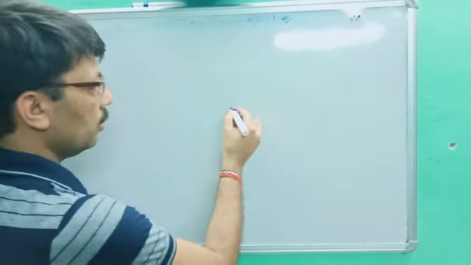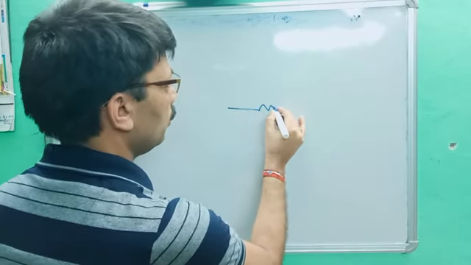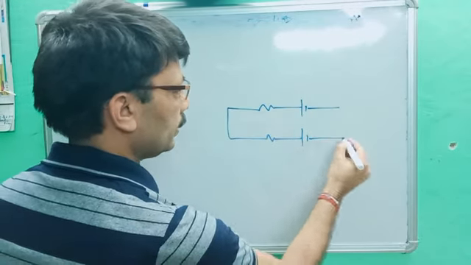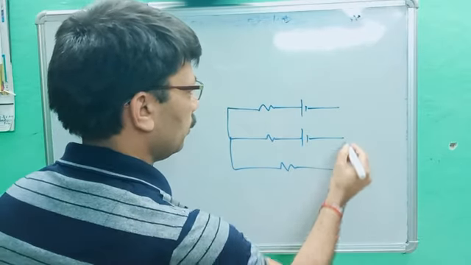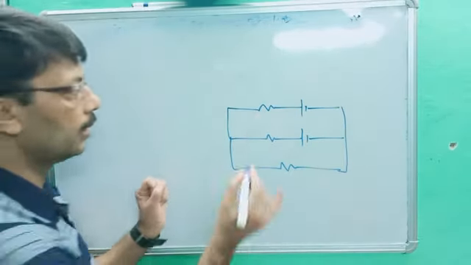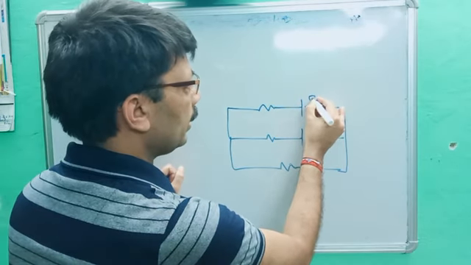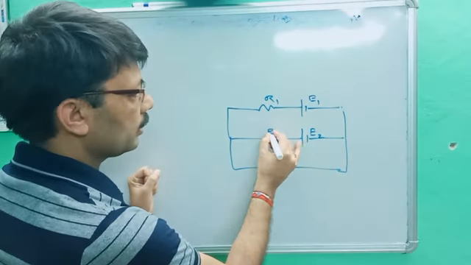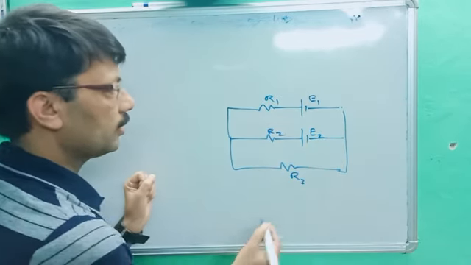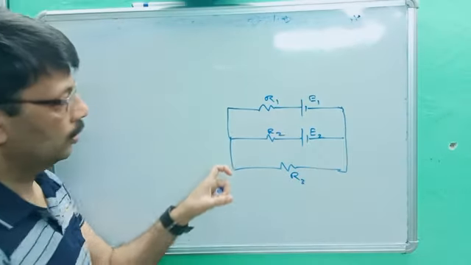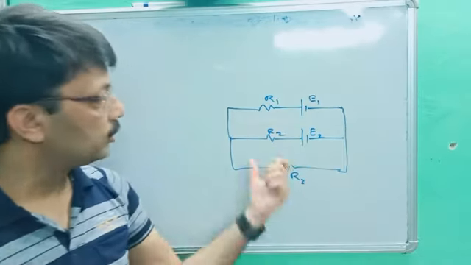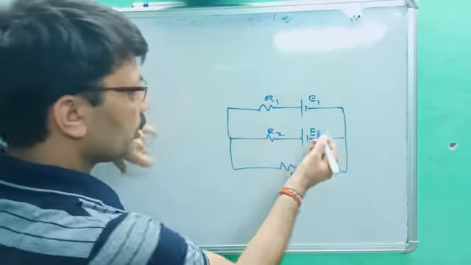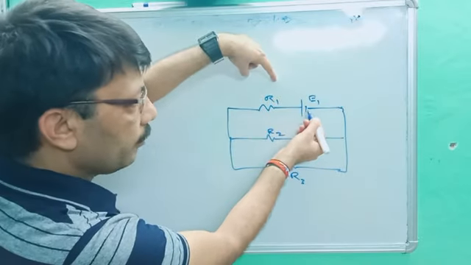So let's suppose you are given a circuit diagram like this. Let's suppose the EMF is E1, the resistance is R1, the EMF is E2, its resistance is R2, and the resistance is R3. Then I ask you to find out the current of each branch and the potential difference. What will the potential difference be? I will tell later.